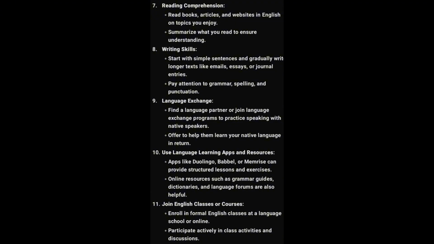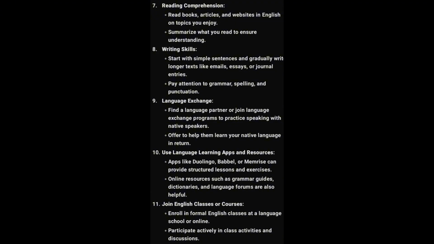Let's move to point number 8, writing skills, which means start with simple sentences and gradually write longer texts like emails, essays, or journal entries. Pay attention to grammar, spelling, and punctuation. If you want to make your English quite accurate, undoubtedly, you have to focus on your writing.